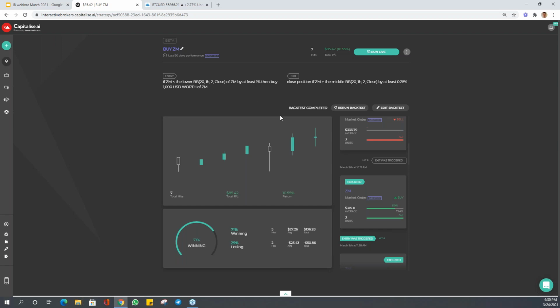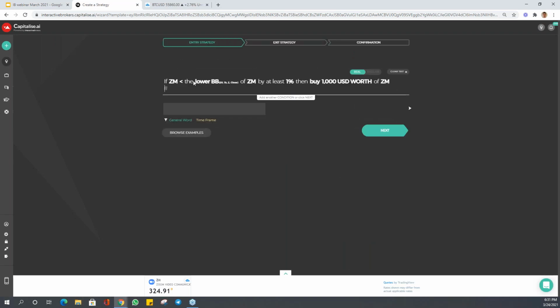And the way we're going to optimize it is you're either going to tweak the entry or you're going to tweak the exit. So let's go ahead and tweak the exit. So the way we're going to do this is you're going to click on the control panel. You're going to select clone. Clone's a simple copy and paste. And it's going to bring the strategy up on the create strategy page.